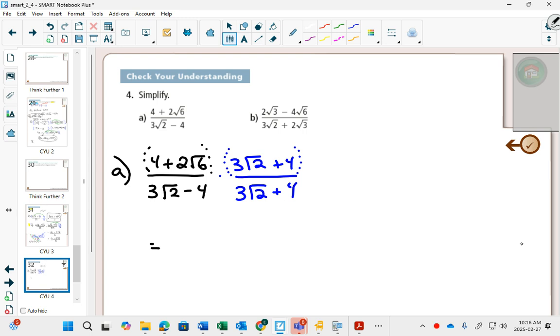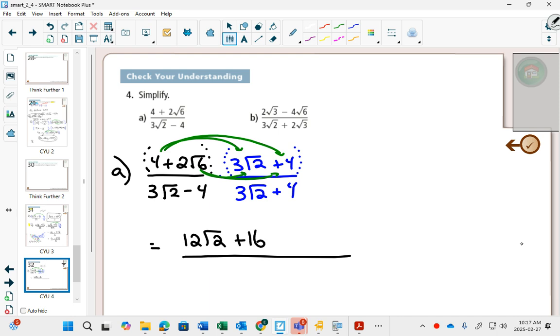So on the top, that's like FOILing. You're going to have to multiply your first ones, your outside ones, your inside ones and your last ones. So that's a lot of multiplying here. 4 times 3 root 2. 4 times 3 is 12, and I'll have 12 root 2. 4 times 4 is 16. 2 times 3 is 6. Root 6 times root 2, root 12. And 2 times 4 is 8. Root 6.